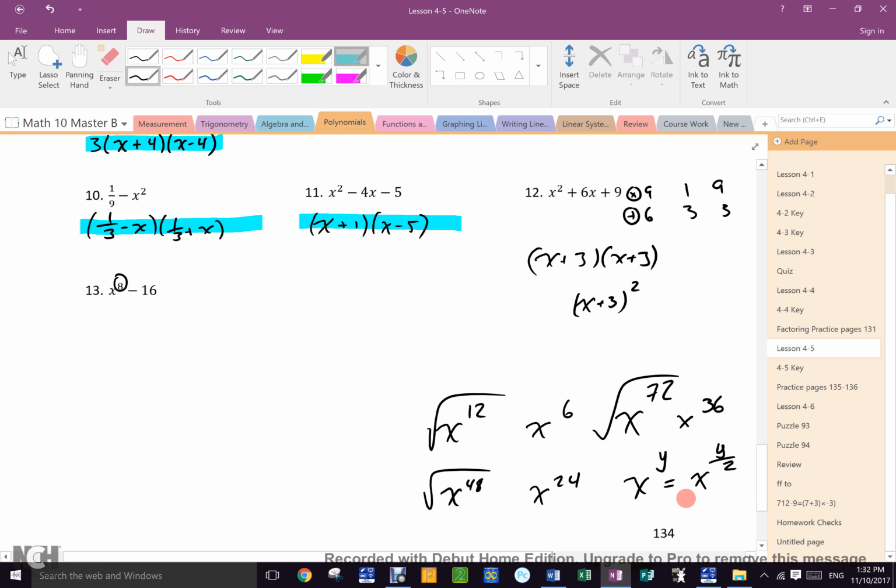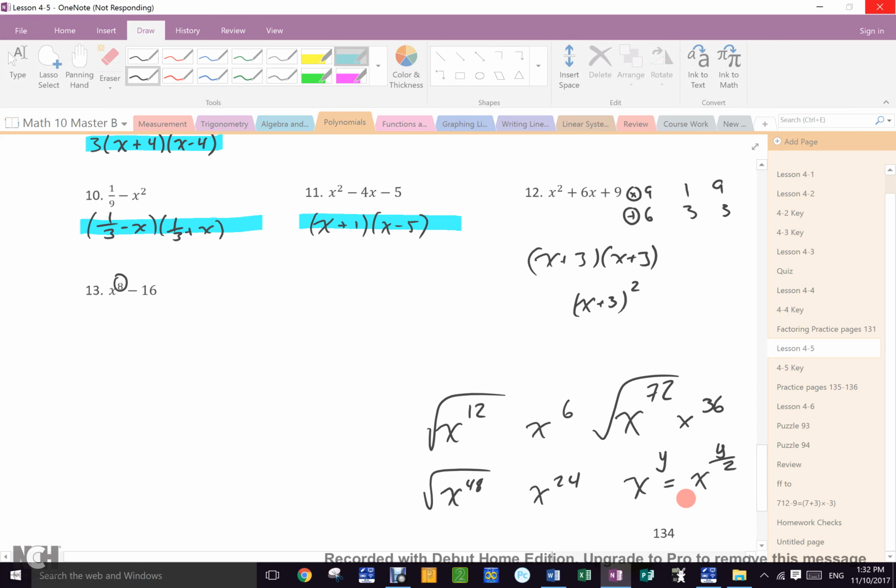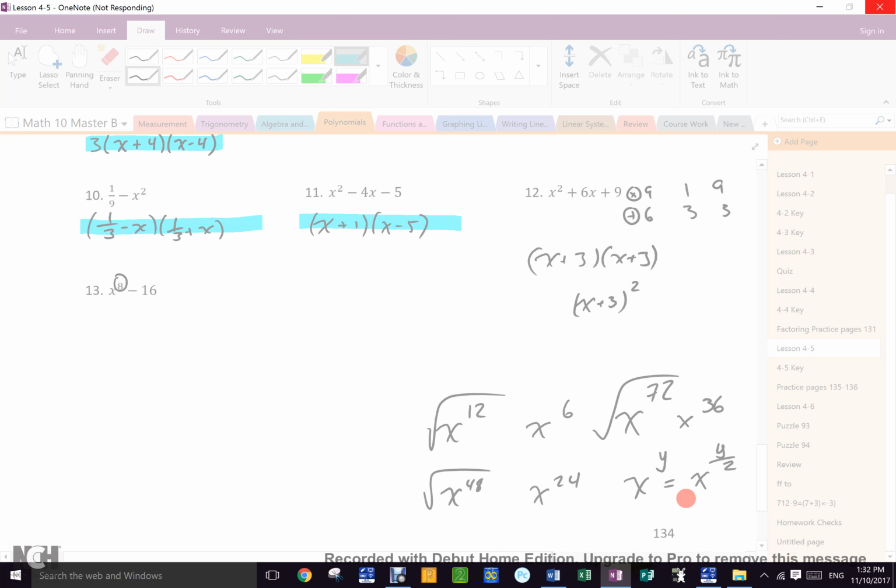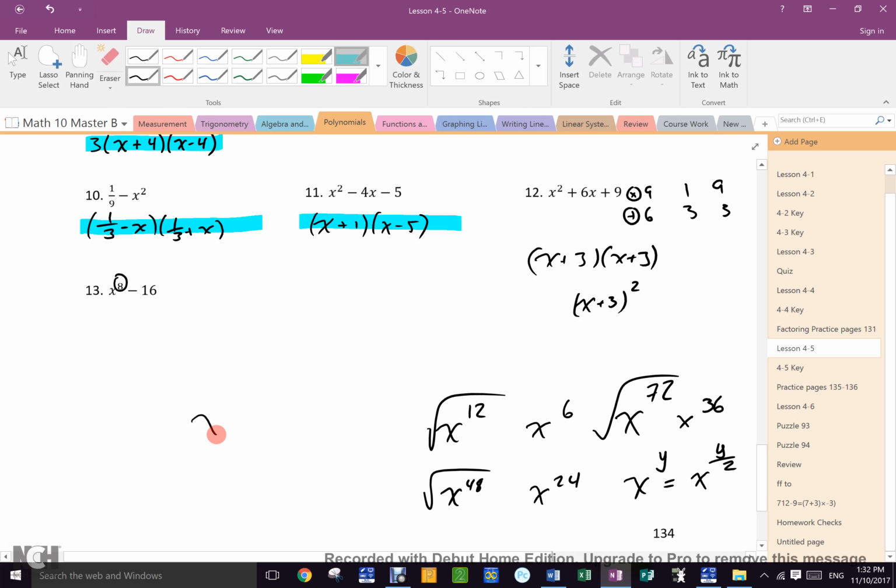So that now I have to ask you, before I actually explain 13, what is the square root of x to the 15th? Doesn't have one. It's not perfect. Okay?